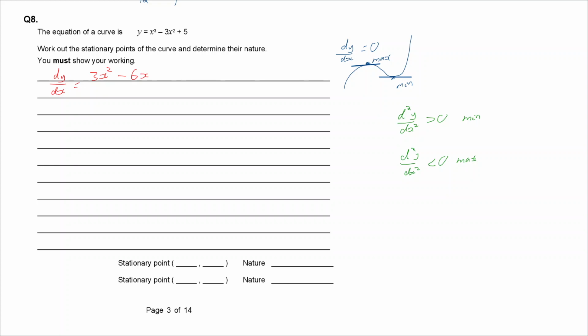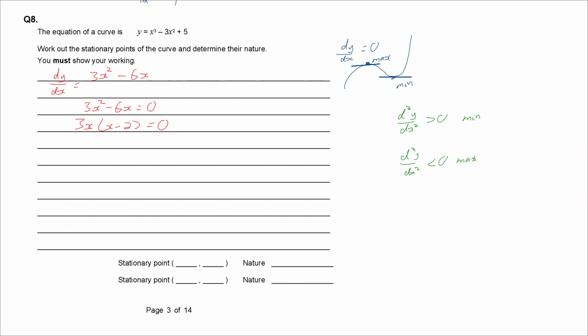Now we've just said that the stationary points are when this is equal to 0. So we're going to get 3x squared minus 6x is equal to 0. Now to get the values of x here, we're going to factorize this part of the equation. This is a simple, grade 3 GCSE maths expression we can factorize. We can take out a 3, we can take out an x, open a single bracket, and put it equal to 0.